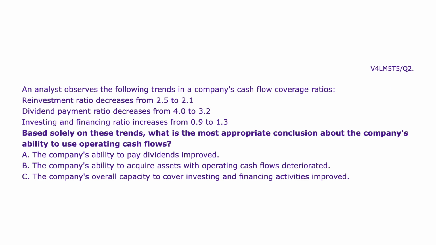Based solely on these trends, what is the most appropriate conclusion about the company's ability to use operating cash flows? A, the company's ability to pay dividends improved. B, the company's ability to acquire assets with operating cash flows deteriorated. C, the company's overall capacity to cover investing and financing activities improved.